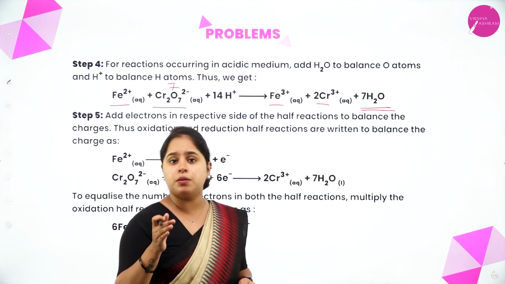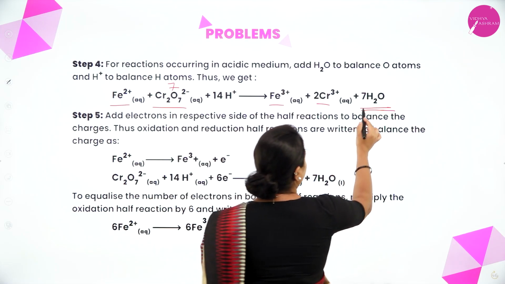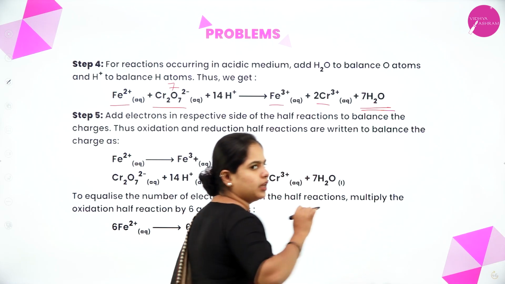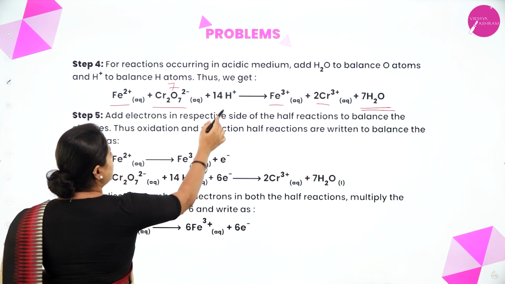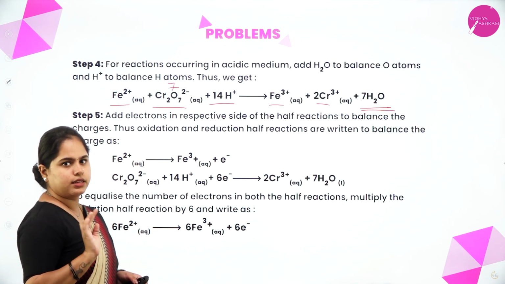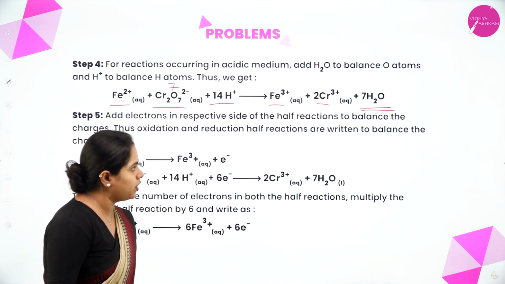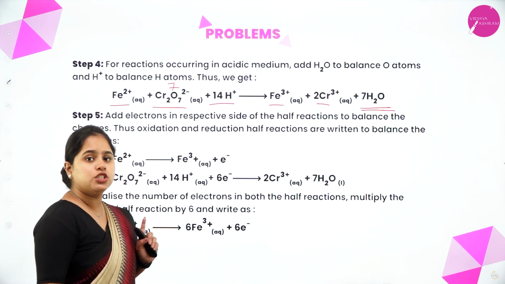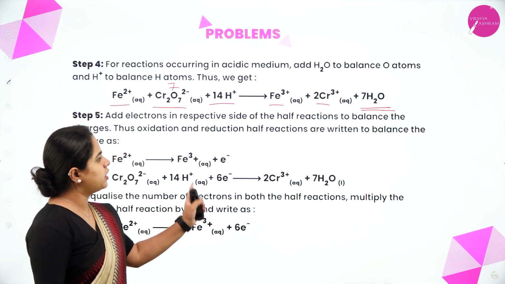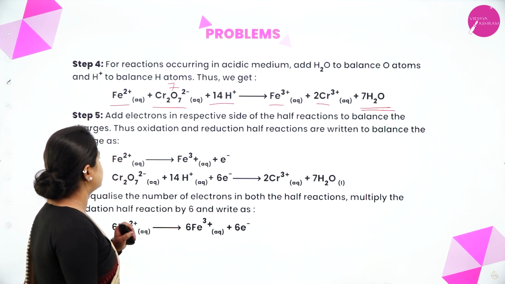Now we have to balance the number of hydrogen atoms, right? So how many hydrogen atoms? 7 into 2 will be 14, so that many H+ ions are to be added on the other side. So that is done, right? Now add electrons in the respective side of the half reactions to balance the charges. Thus, oxidation and reduction half reactions are written to balance the charges.